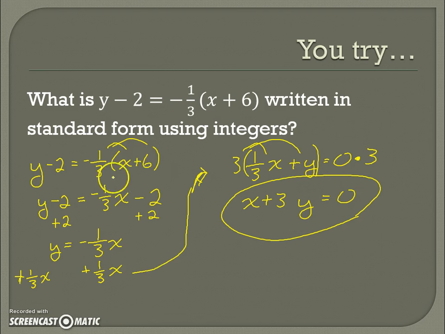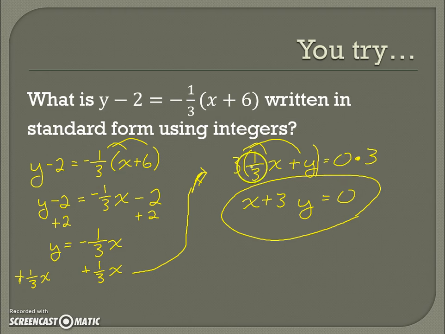So first thing was get rid of these parentheses by distributive property. Then I wanted to start getting the x and y over here and the other values, or the constants, over here. So I added 2 to both sides, which got rid of my constant. Then I wanted my x and y on the same side. So -1/3 x plus 1/3 x equals 0. All right, it's not nothing. It's 0, which is an integer.